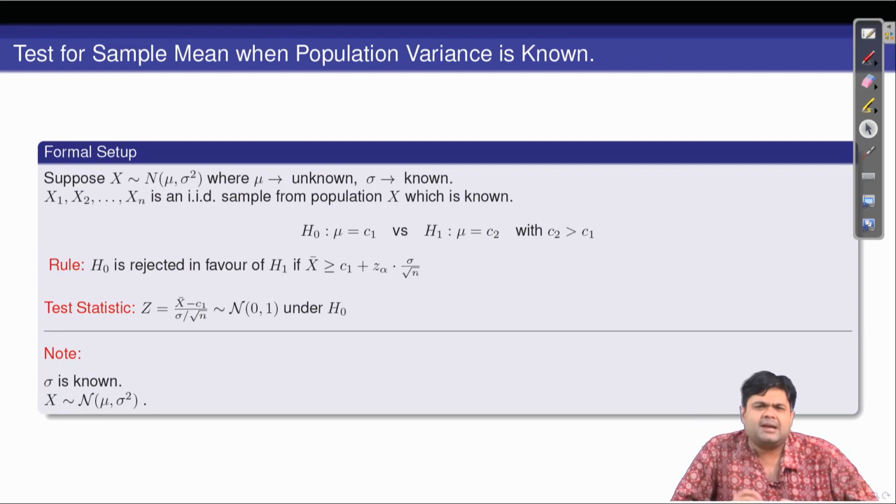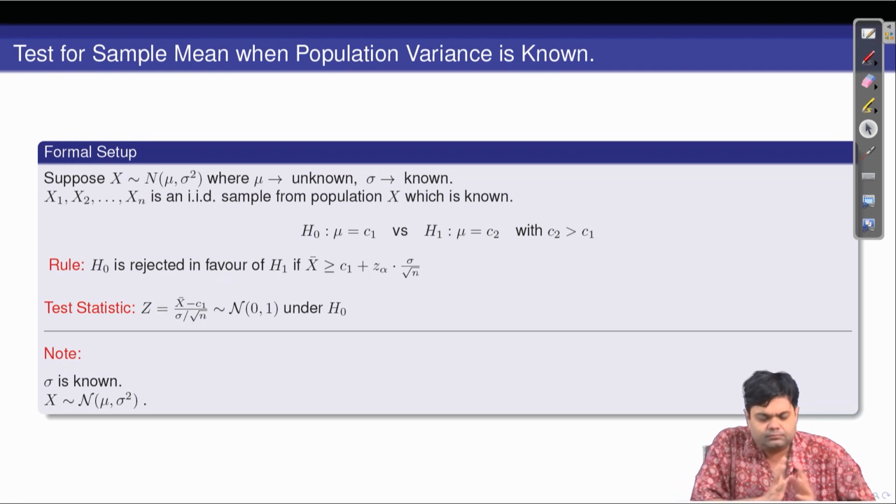One can do this for unknown variance also. In fact, we will probably do it in the next class. For unknown variance, like in the case of confidence intervals, one has to utilize other sampling distributions like T, chi-square, etc. We will see that when we discuss it.